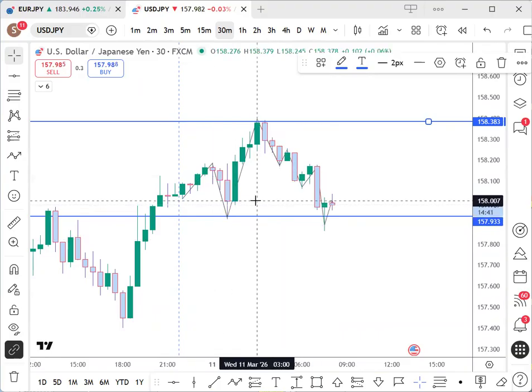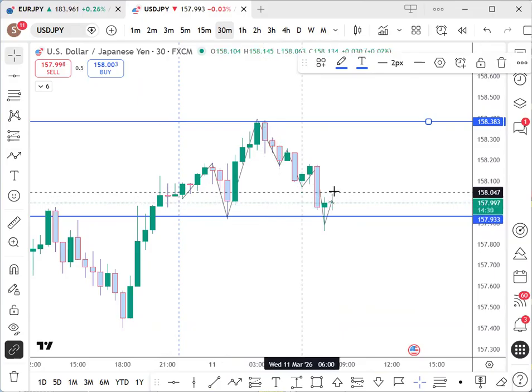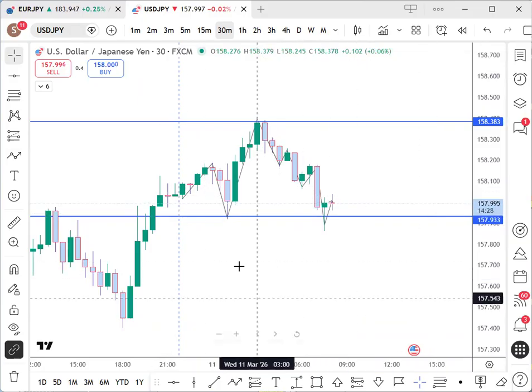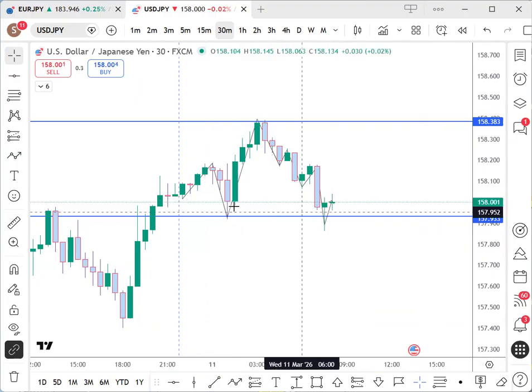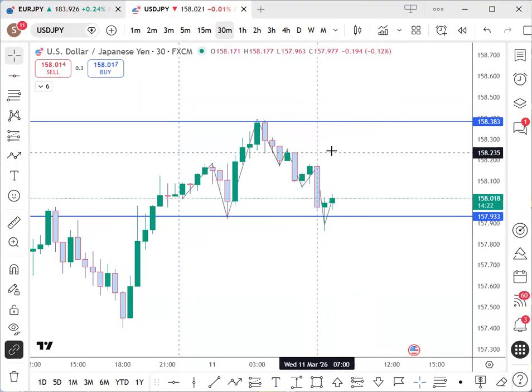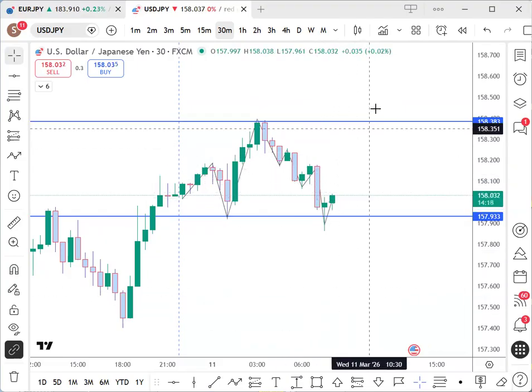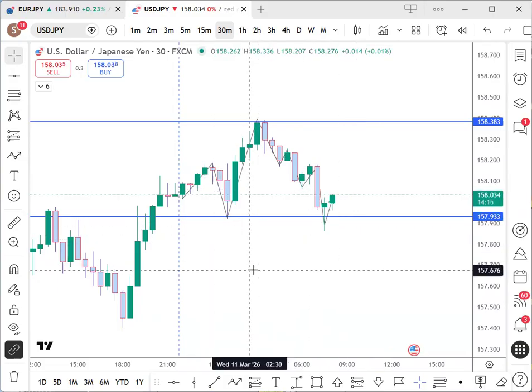It's not clear. I'd rather trade maybe pound Aussie or euro yen or the other ones that are a bit clearer. This one is not so clear what it wants to do. It could bounce from here and then go all the way up, or at least go halfway first, before going back down or continuing up. So it's not so clear. So I won't trade this one just yet. Okay.